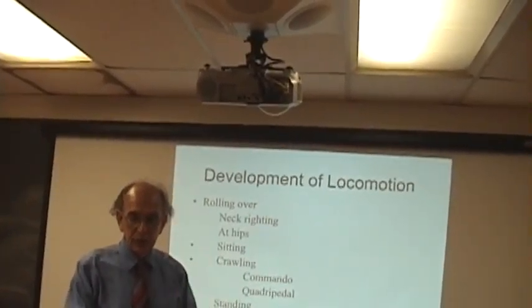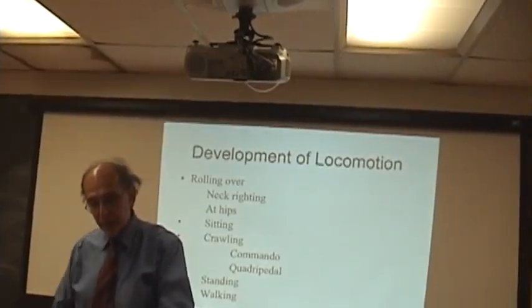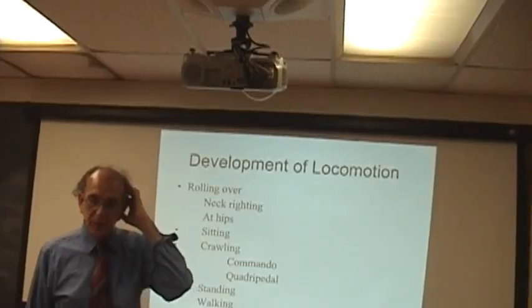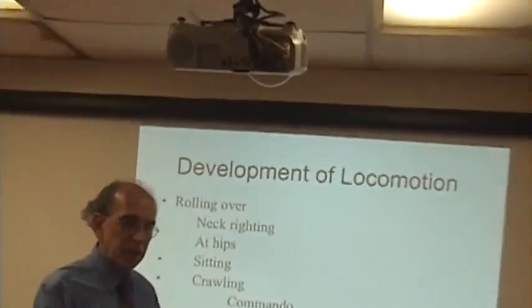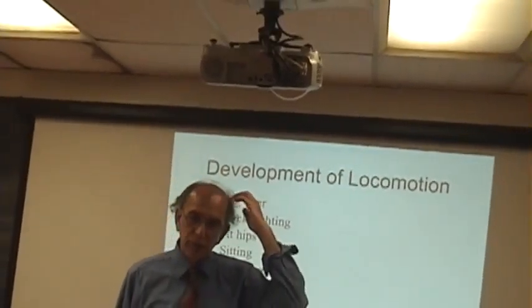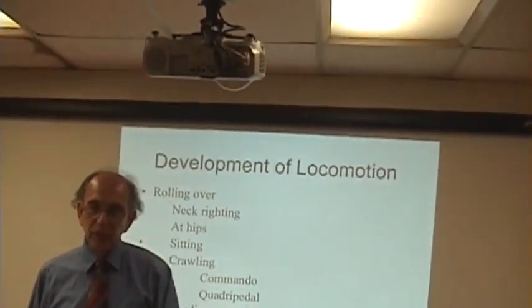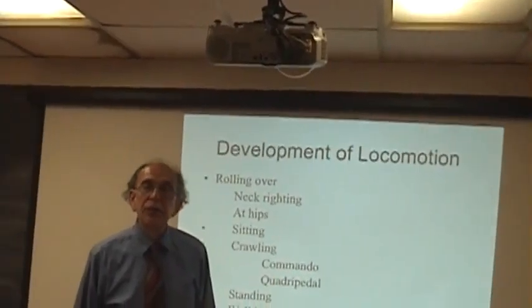When the child moves to a quadrupedal position, the child's motor patterns are controlled in the midbrain. When the child gets to standing and then walking, we have subcortical and cortical control of motor movements around the motor strip and other areas.